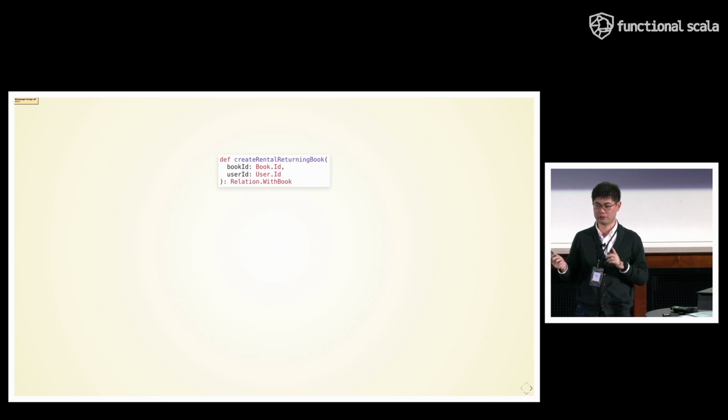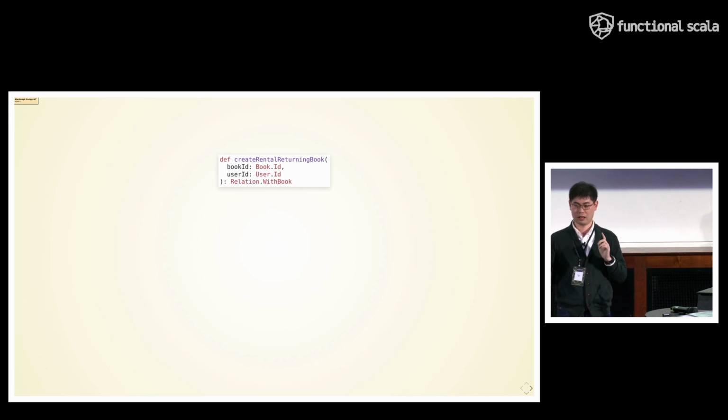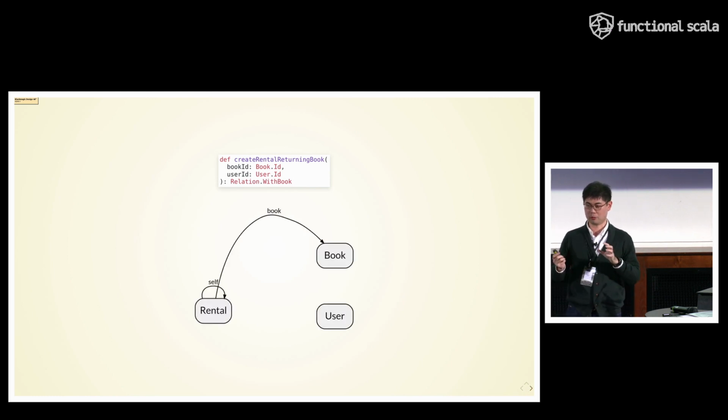So the other one, creates rental returning book, so the call side wants to indicate a traversal that looks like this. It's like a branching traversal. It's a tree type traversal. So from a rental, it wants itself, and from a rental, it also wants the book. So the call side only has to indicate this traversal to the method, and then the method will just give the call side back this data.